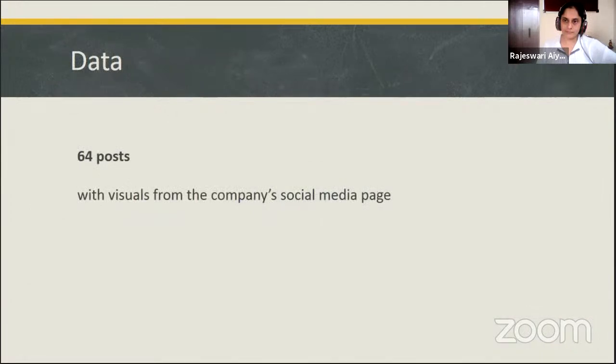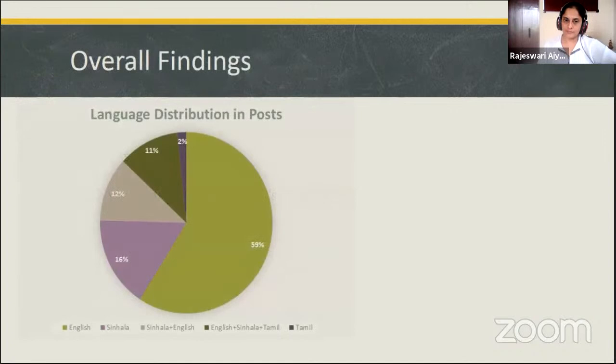Data was collected in the form of 64 posts with visuals from the company's social media page. Let's look at the overall findings from the data collected. It can be seen that language use has been flexible as different combinations of languages were visible. However, English has been the dominant language as 59% of the images were purely in English.